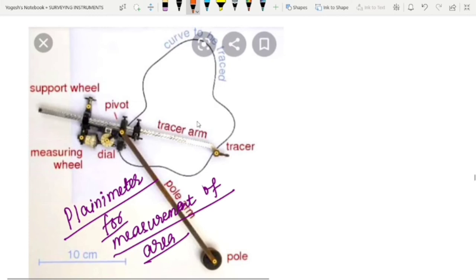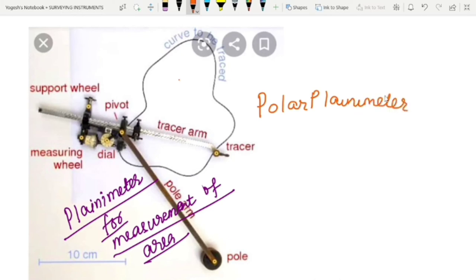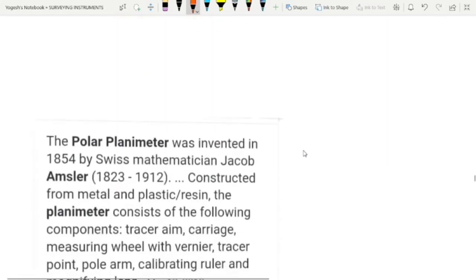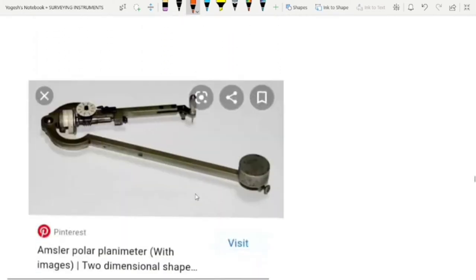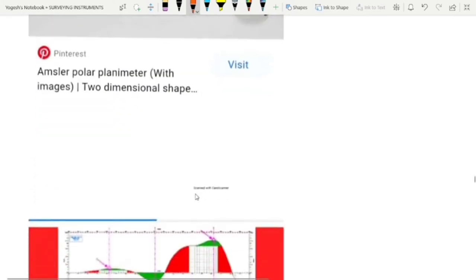This is the planimeter used for the measurement of the area of any shape, and the polar planimeter is commonly preferred. Polar planimeter was invented by Swiss mathematician Jacob Amsler. That's why it is called the Amsler polar planimeter. Constructed from metal or plastic resin, a planimeter consists of the tracer, arm, carriage, measuring wheel, vernier, and so on. This is also an Amsler polar planimeter.